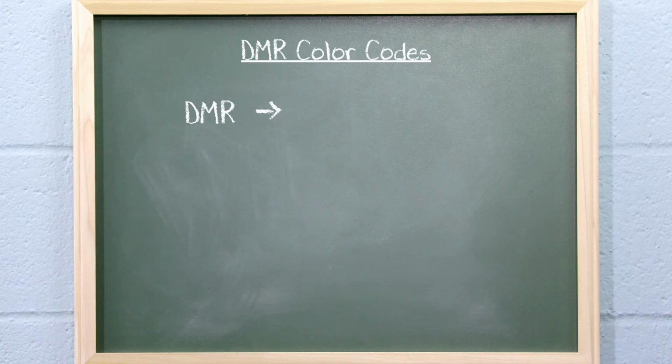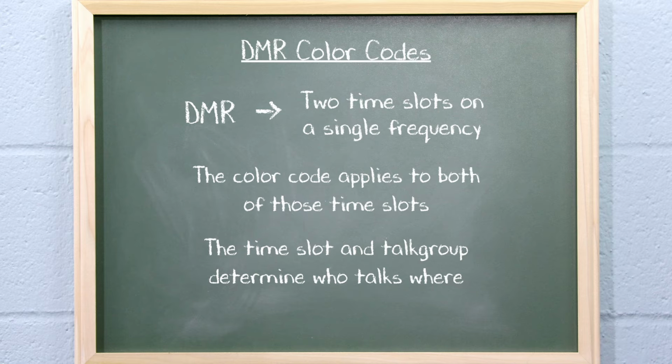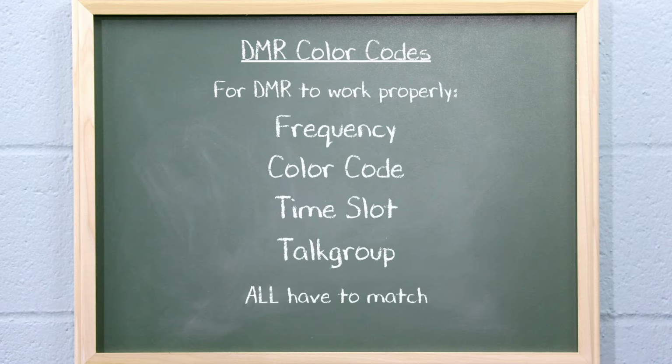Now here's where DMR gets a little more interesting. DMR uses two time slots on a single frequency. The color code applies to both of those time slots, while the time slot and group talk determine who talks where. So for DMR to work properly, the frequency, color code, time slot, and talk group all have to match.